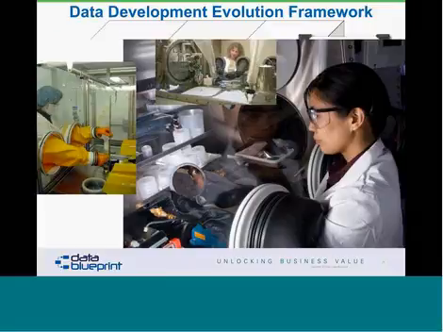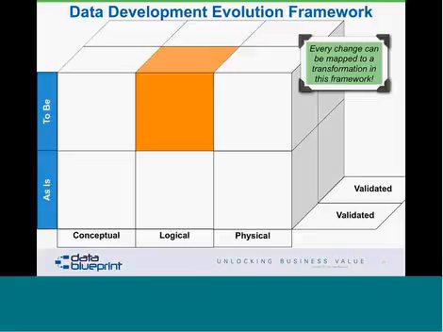A couple more points here as we come back to the top of the hour. Again, I told you we'd come back to this diagram in particular. Let's talk specifically about the re-engineering of data. Now, again, we have what I call the data development evolution framework. This allows us now to understand specifically here what it is that we're trying to do when we re-engineer our data. We have our as-is models, our to-be models, our conceptual, our logical, our physical models, and I add another dimension to this as well.